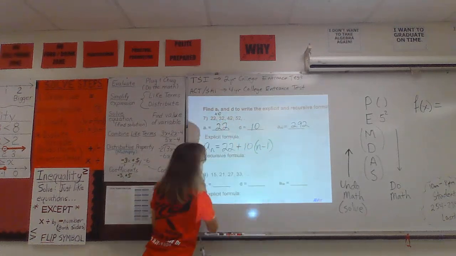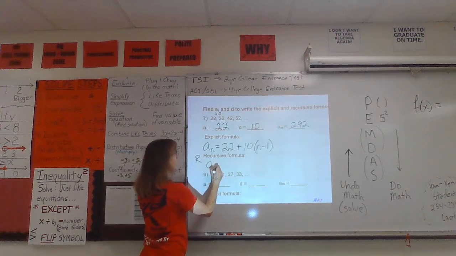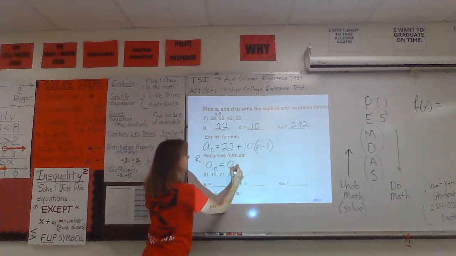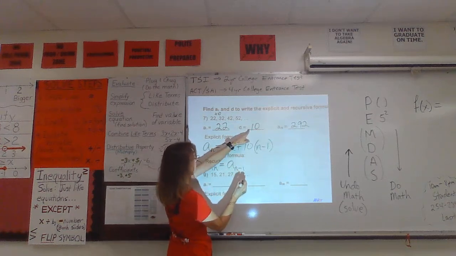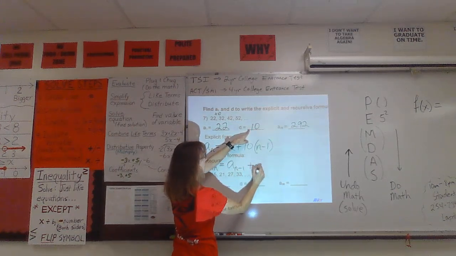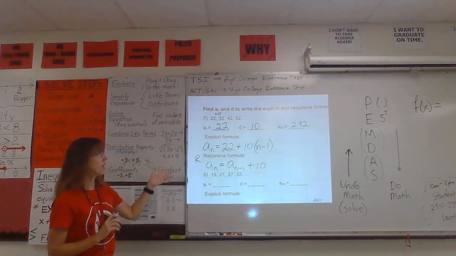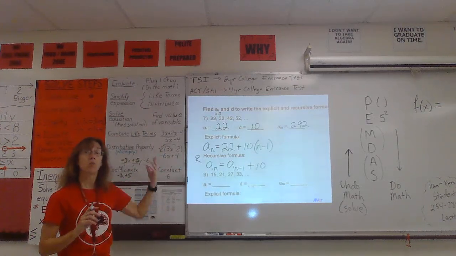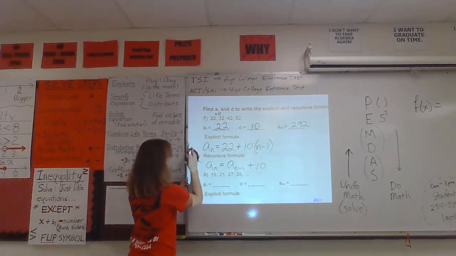But then you need to tell me the recursive formula, so put a big R on your paper if you want to for recursive. A sub n is equal to a sub n minus 1 down low, and then the D number. And it's a positive D because I'm adding 10, so plus 10. And that's the recursive formula. All right, so there's number 7. We're going to do number 8 together, and then you're going to do either the left-hand side or the right-hand side to finish that part off.